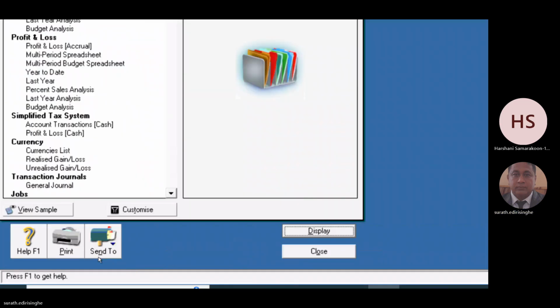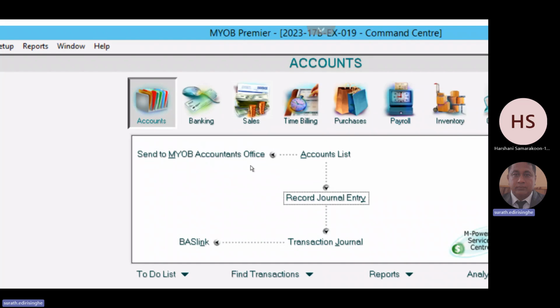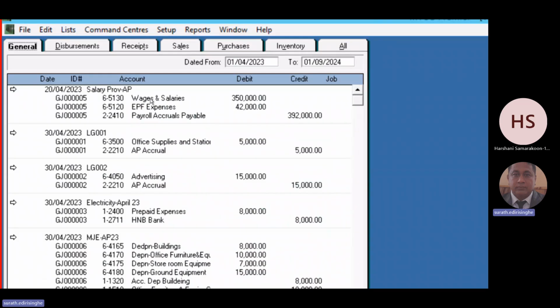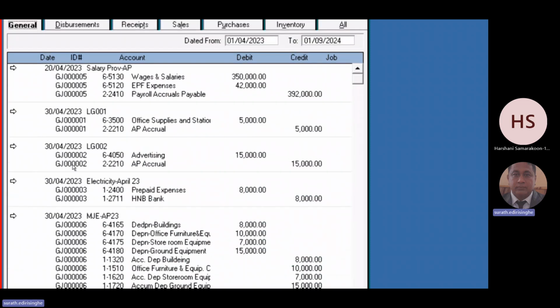Then in each section there is a transaction journal. Now look here, all the transaction journals are there. If we take your paper in our hand, just after you complete your paper, you have to write the hard copy. The marks are allocated to the hard copy.